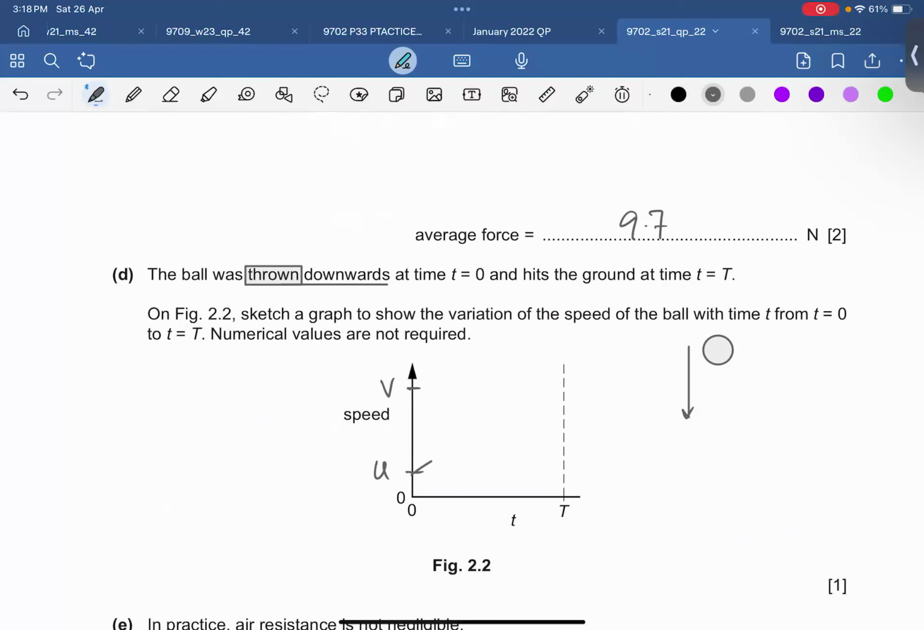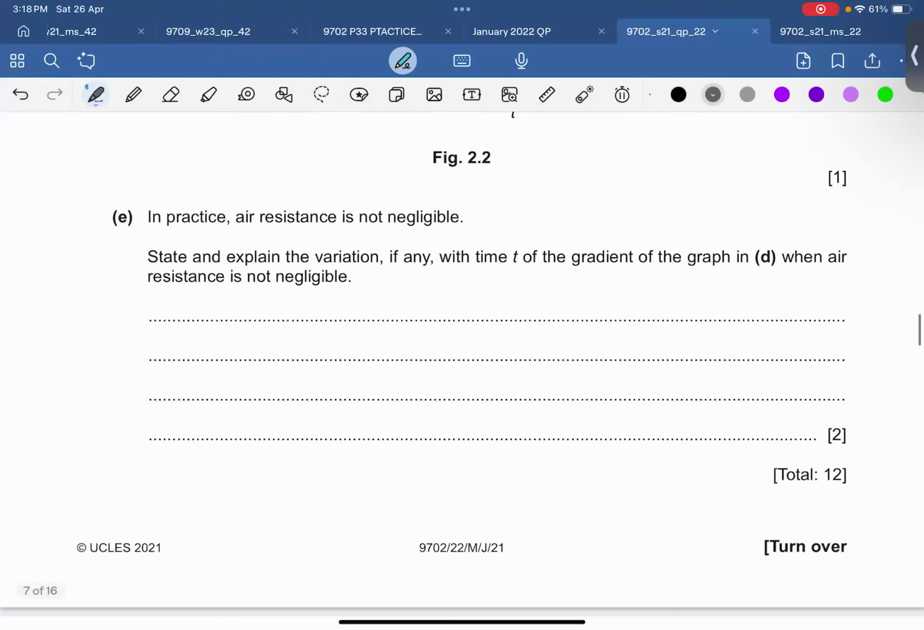So it will come out like this, right? Just before hitting the ground, it will have some amount of final velocity. So that final velocity is there. Okay, move ahead. In practice, air resistance is not negligible.